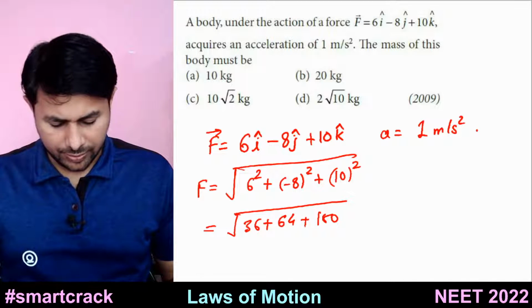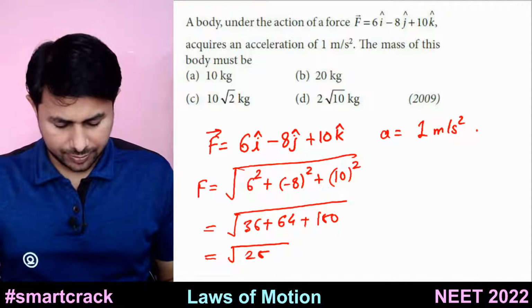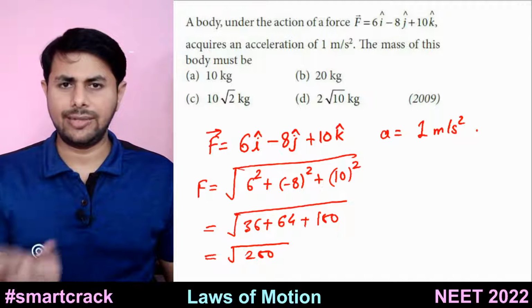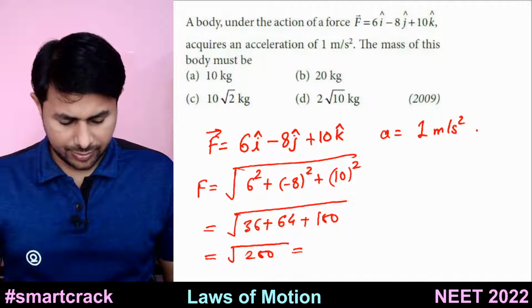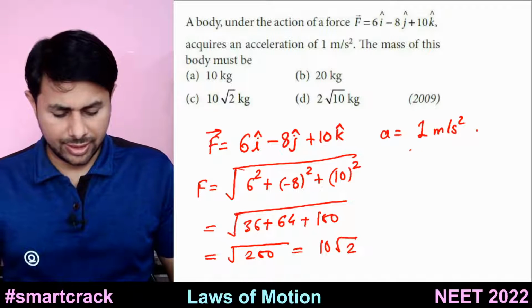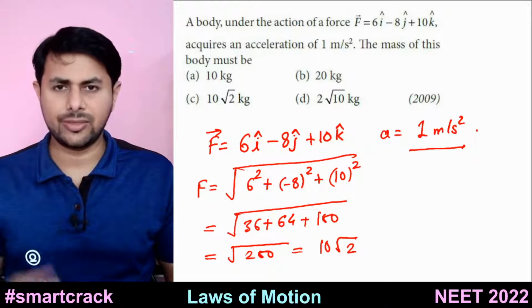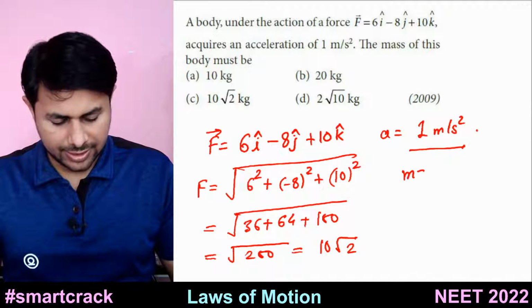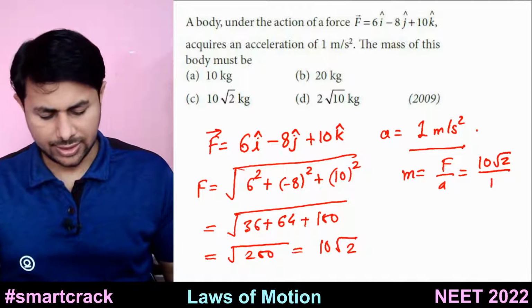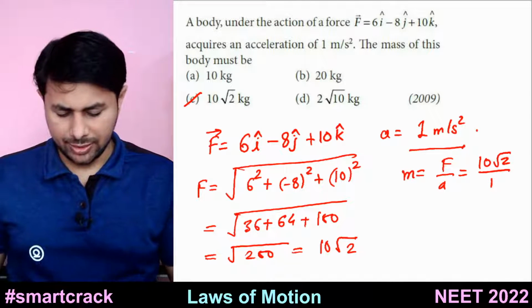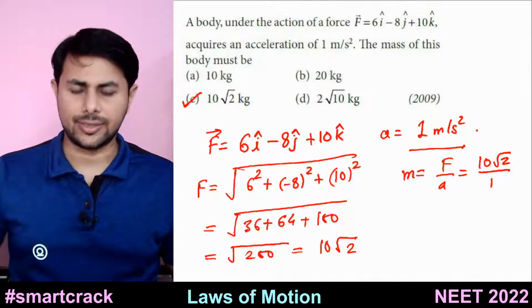So square root of 200, right? Or 2 times square root of 100, which is 10. So we get 10 outside, so 10 root 2, and acceleration is 1. And we can say force is mass times acceleration. That means mass is force upon acceleration. So it is 10 root 2 divided by 1. Okay, that's 10 root 2. So option C is the answer.